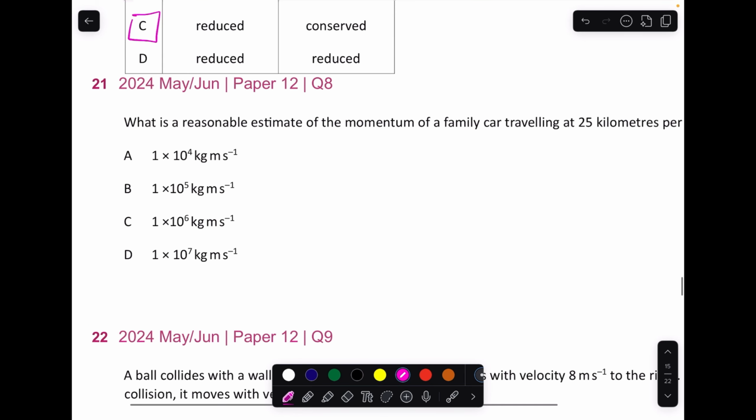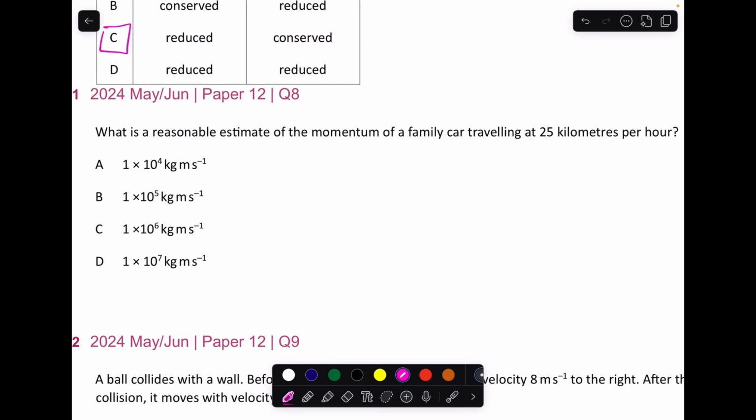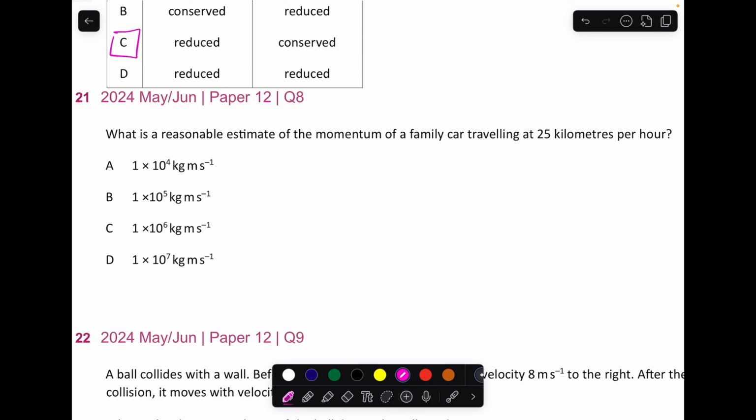What is a reasonable estimate of the momentum of a family car traveling at 25 km per hour? You have to estimate. We roughly know the mass of a family car is 1000 kg. If there are some passengers as well, you can take it as 1200 kg or something. We're just estimating. The velocity is given as 25 kilometers per hour, and the options are in meters per second, so you have to change this.